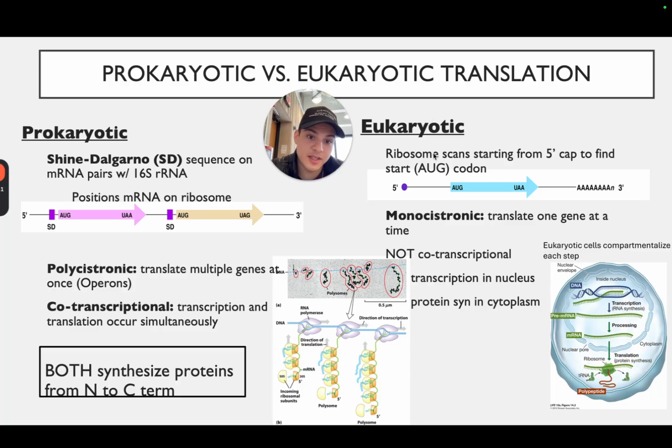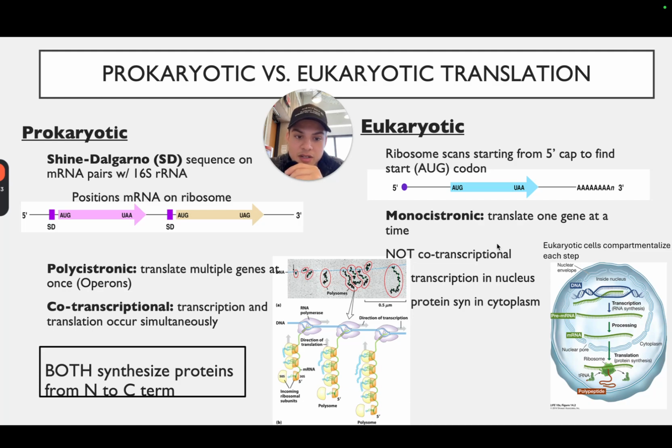Now for eukaryotes, we start from the 5' cap to the start AUG. But remember, this is not co-transcriptional, because we have to take our RNA transcript and move it to the cytoplasm. The RNA transcript is made in the nucleus, but we have to move it through the nuclear pores from the nucleus into the cytoplasm. So that's why it's not co-transcriptional.